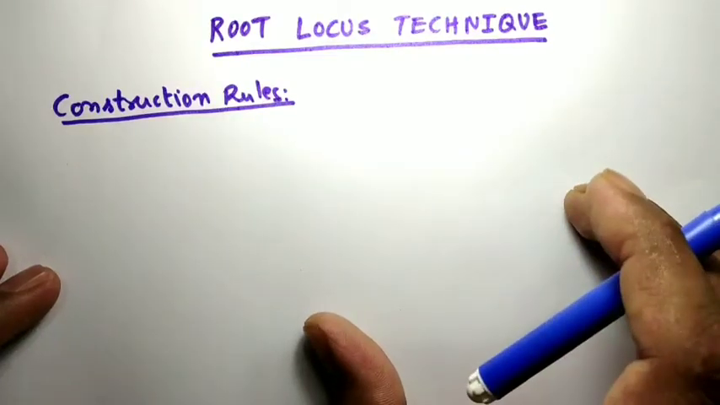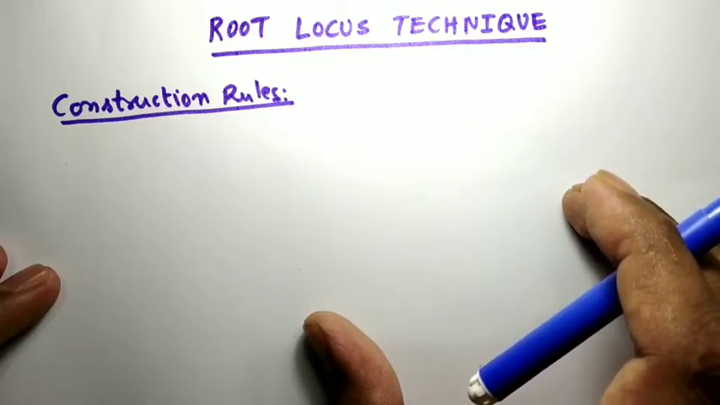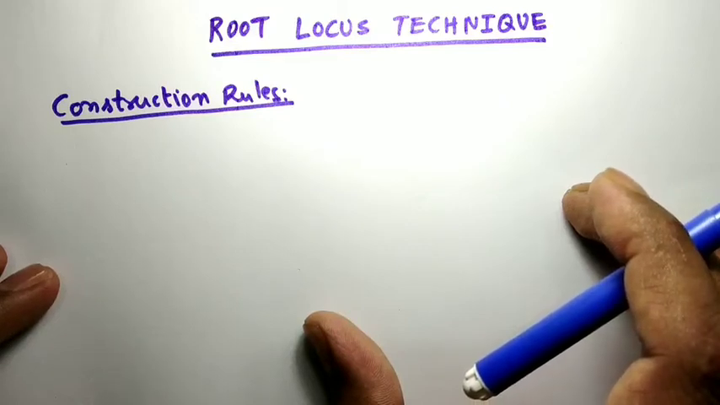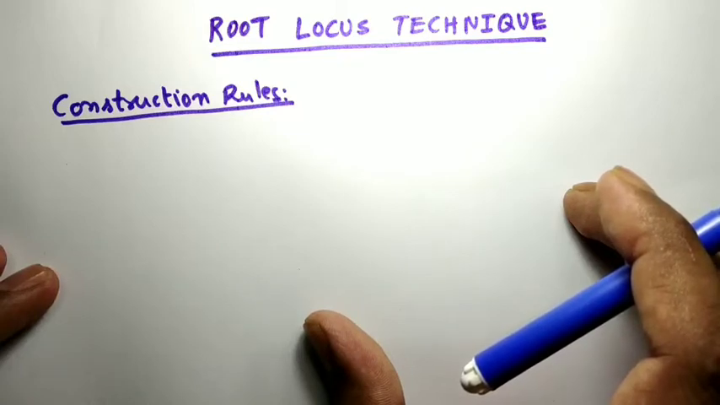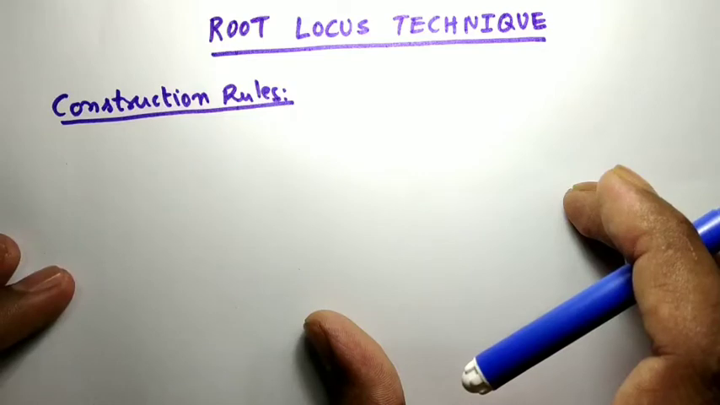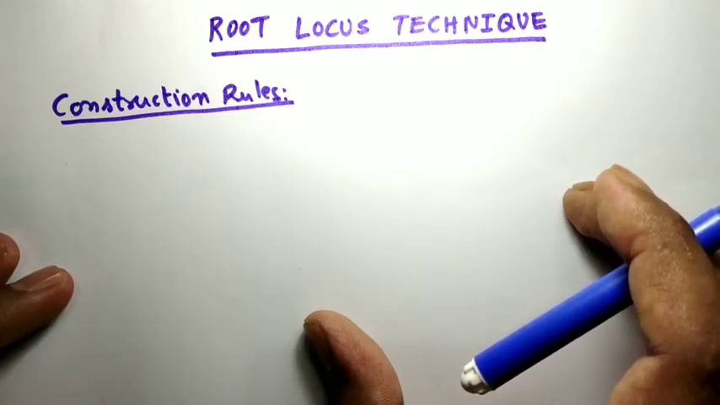Last class I gave you the definition of root locus, and I explained the importance of root locus, the angle condition and the magnitude condition. So I have explained all the important things in the previous class. In this root locus technique unit, today I am going to explain the construction rules. There are 9 construction rules, and with the help of these rules you can sketch the root locus.